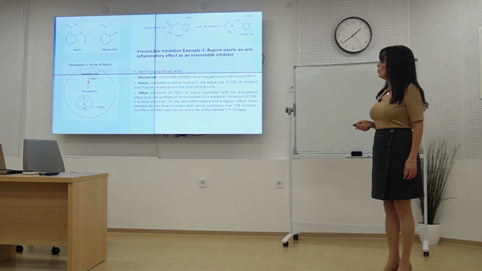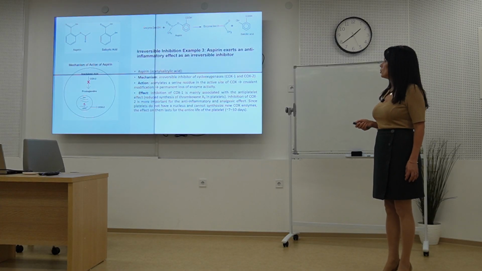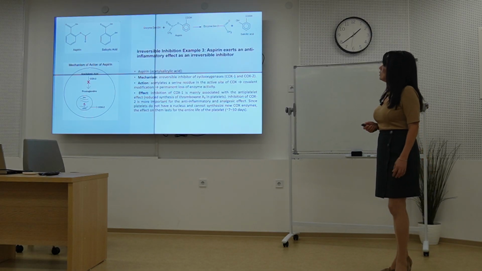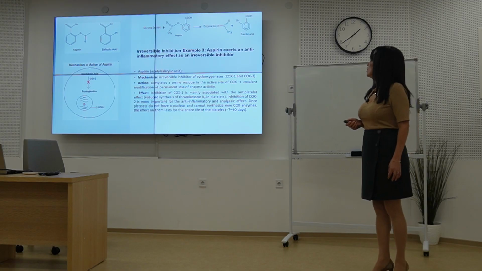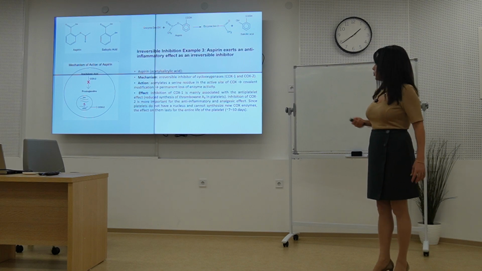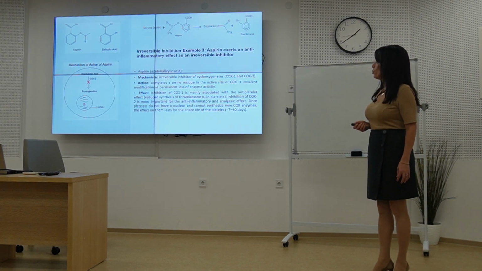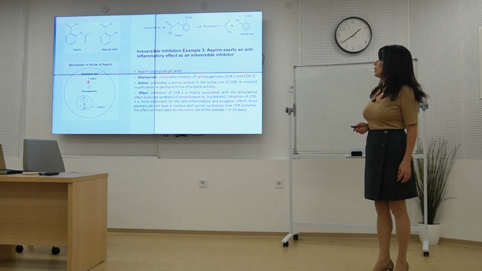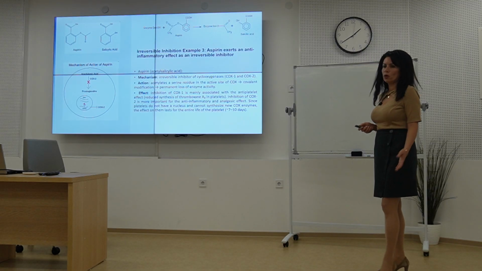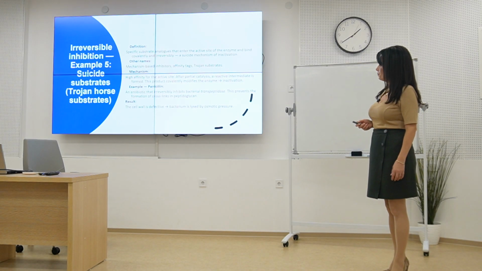The inhibition can be for both of the cyclooxygenases, COX-1 and COX-2, by this covalent modification. The effect: inhibition of COX-1 is mainly associated with the antiplatelet, or anti-aggregatory, effect of aspirin. Inhibition of COX-2 is more important for the anti-inflammatory and analgesic effect of aspirin. Since platelets do not have a nucleus and cannot synthesize new cyclooxygenase enzyme, the effect on them lasts for the entire life of the platelets, or around 10 days.